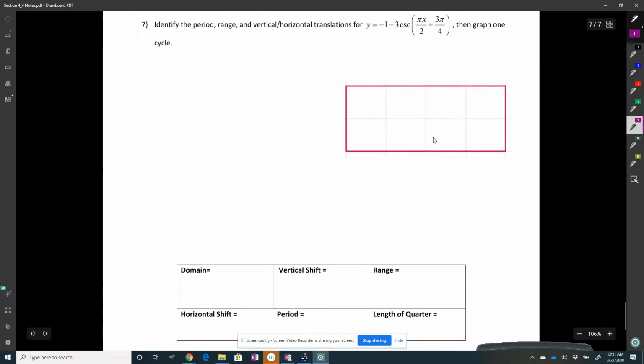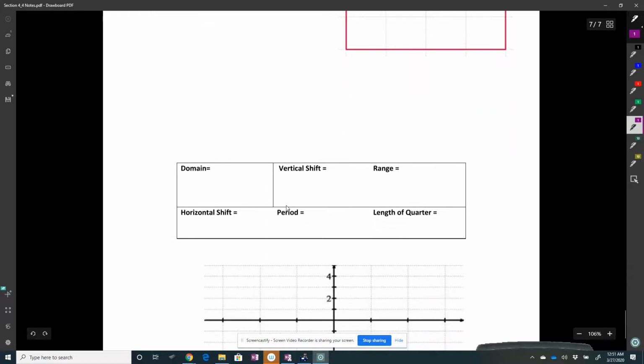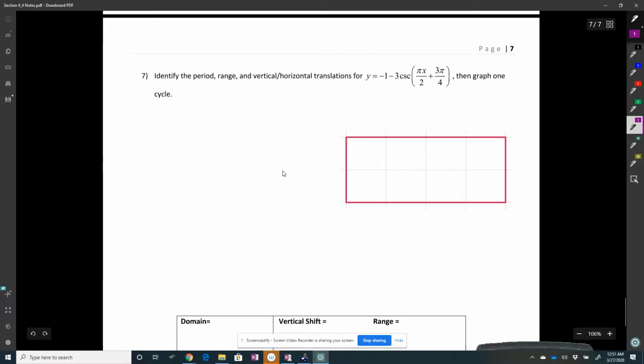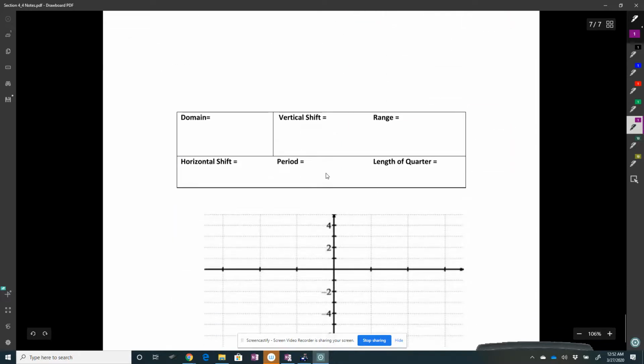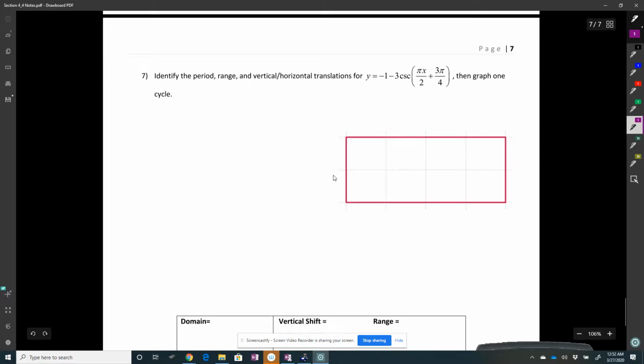Okay, so it says identify basically everything you can about this equation and then graph one cycle. So it says graph one cycle, but I'm going to basically graph as much as I can. Anyway, looking at this, our first task is to rewrite it. So y equals -3 cosecant pi x over 2 plus 3 pi over 4, and then minus 1.